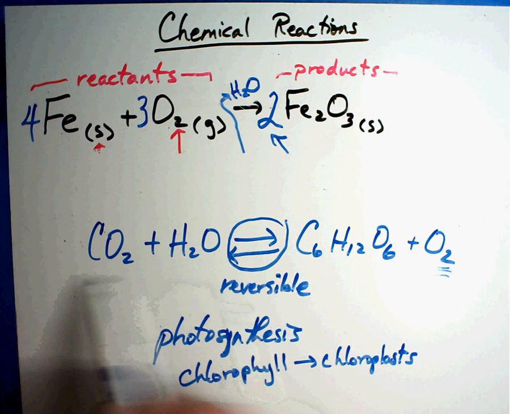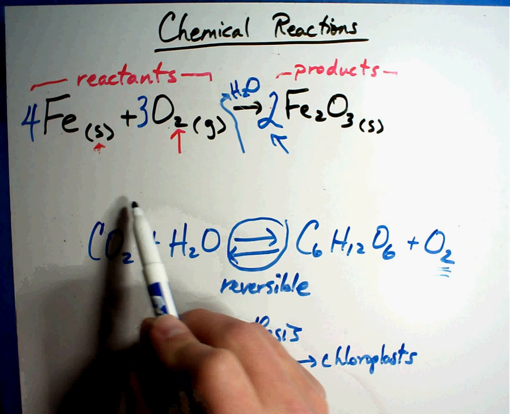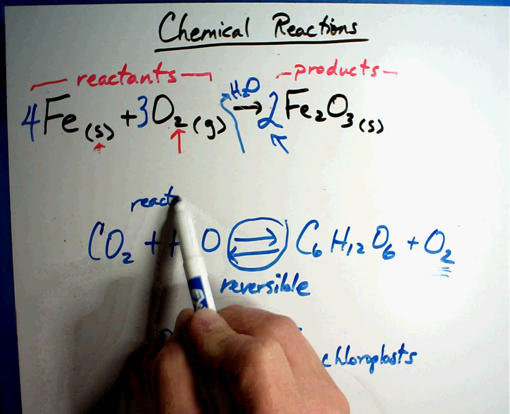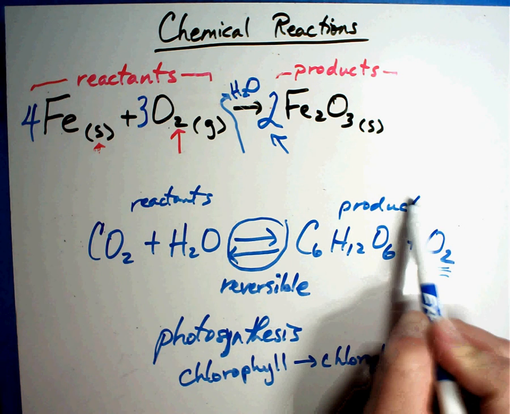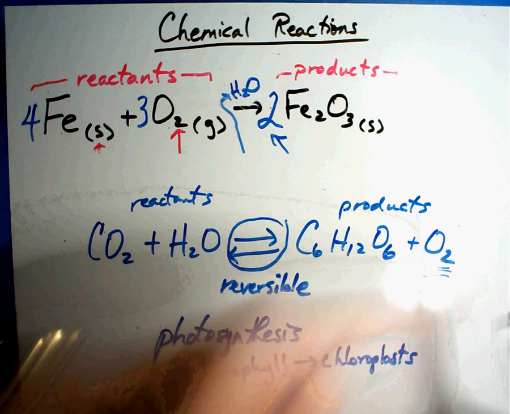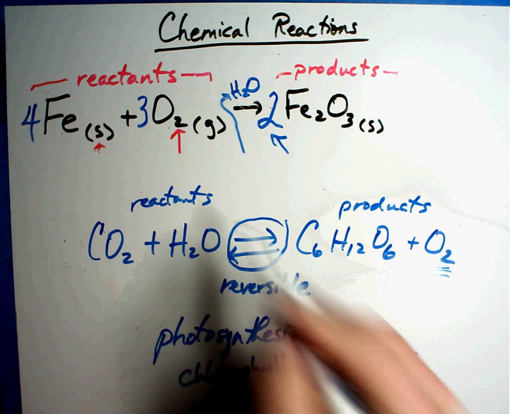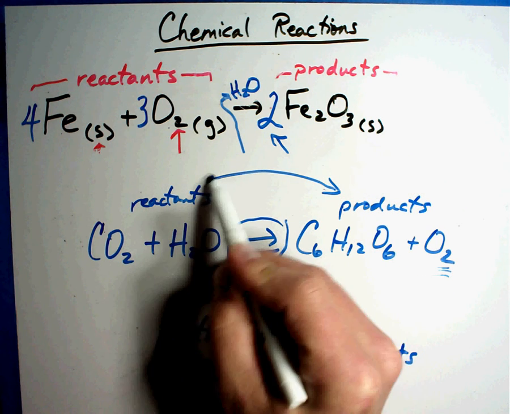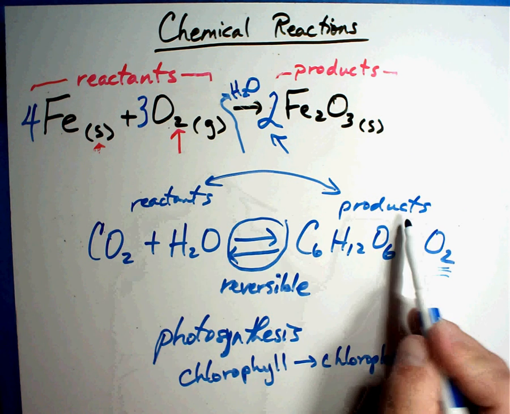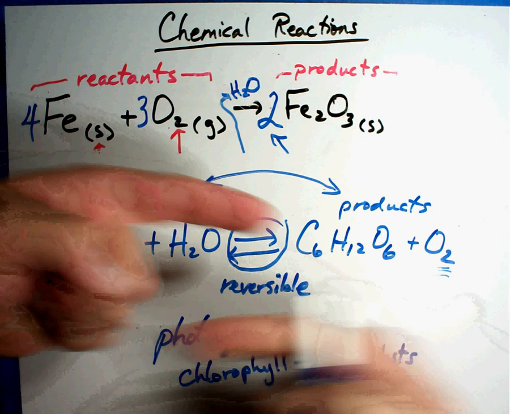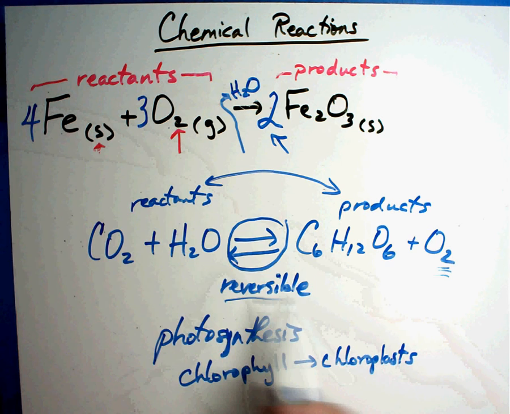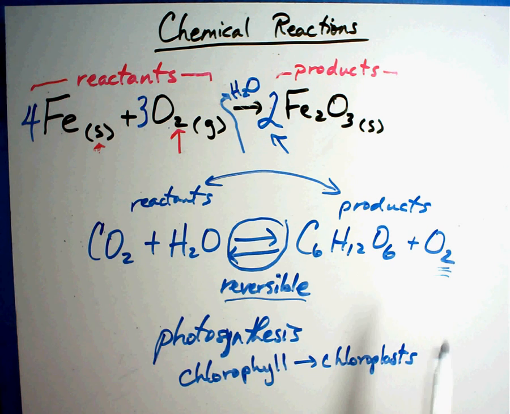Now, this reaction still has all the same parts. These are the reactants. These are the products. So the arrow always points to the products. If we make the reaction go this way, then it reverses. These would be the reactants pointing to the products because that's what we were making. So some reactions go both ways. It's called reversible. This reaction only goes one way.